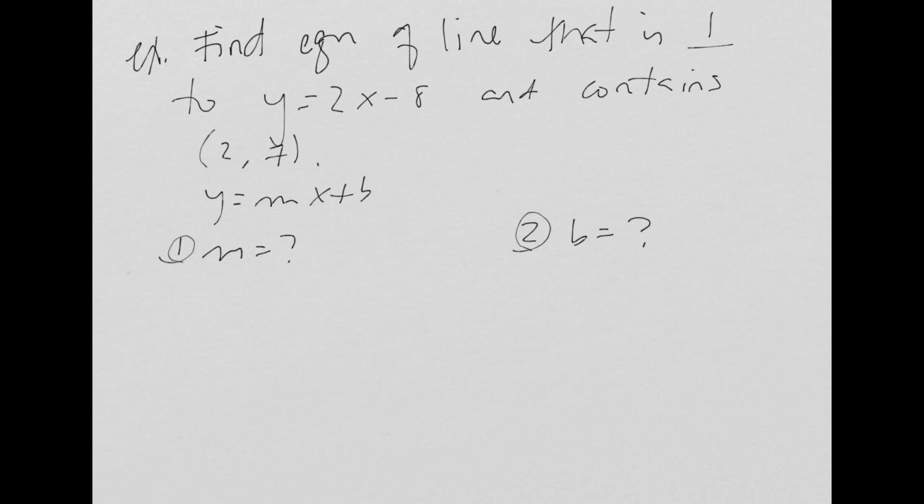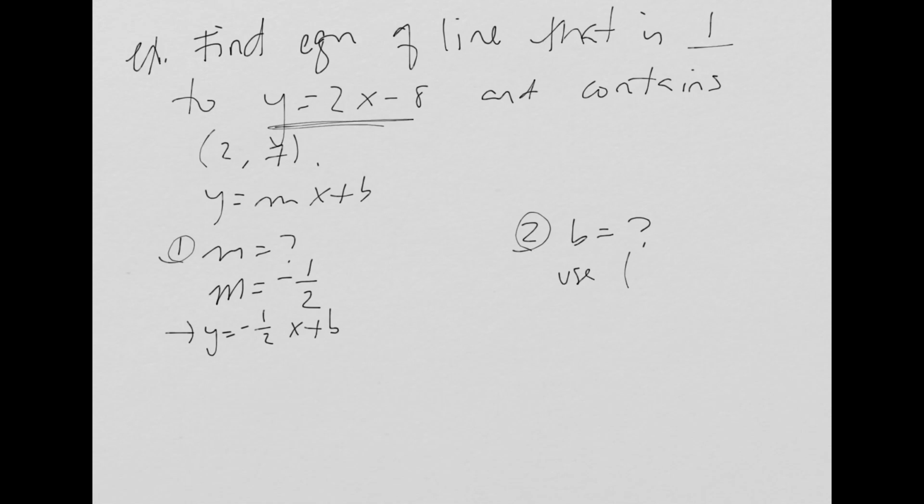For m, the slope isn't given, but we are told a little bit about the slope. We're told that it's going to be perpendicular to this line. Well, this line has slope 2. If I want to be perpendicular to it, my slope should be negative 1/2. So to this point, I have negative 1/2 x plus b.